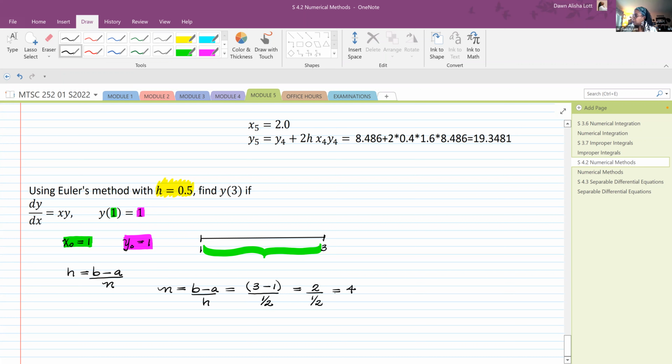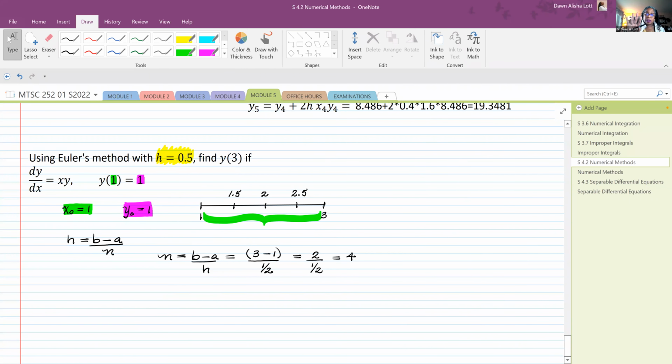So I get 2 divided by 1/2, so that's 4. Let's see, that makes sense. If I divide it up into 4 intervals, if I add a half, I'll end up with 1.5, then 2, then 2.5, and then 3. So actually, Peyton, I need 4 iterates, okay? Because I'm starting at y at 1, and I need to find y at 1.5, y at 2, y at 2.5, and then y at 3.